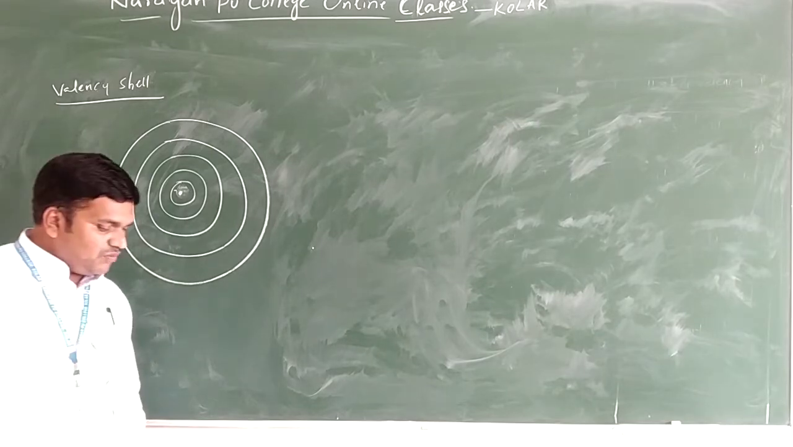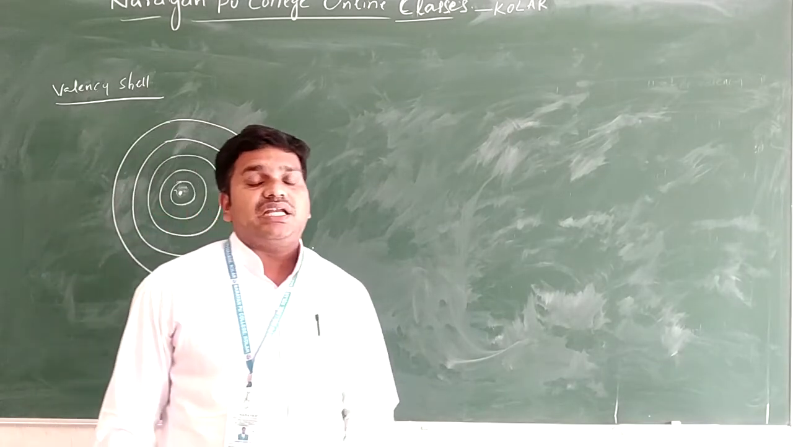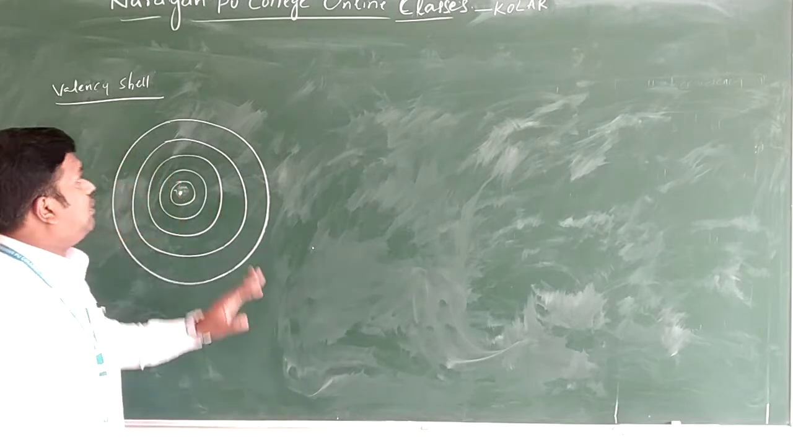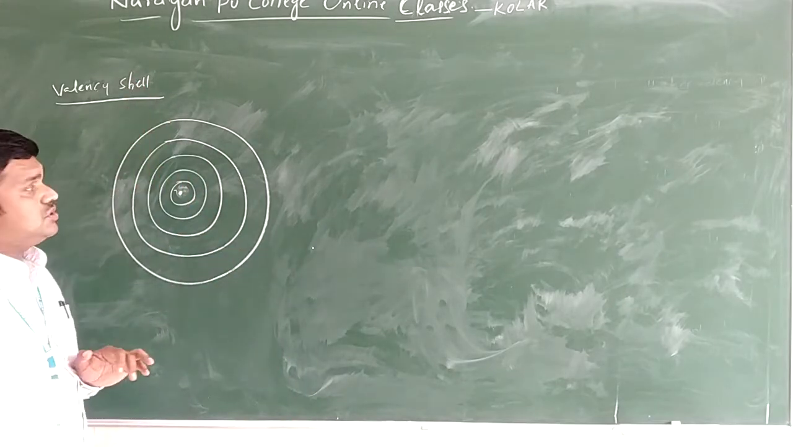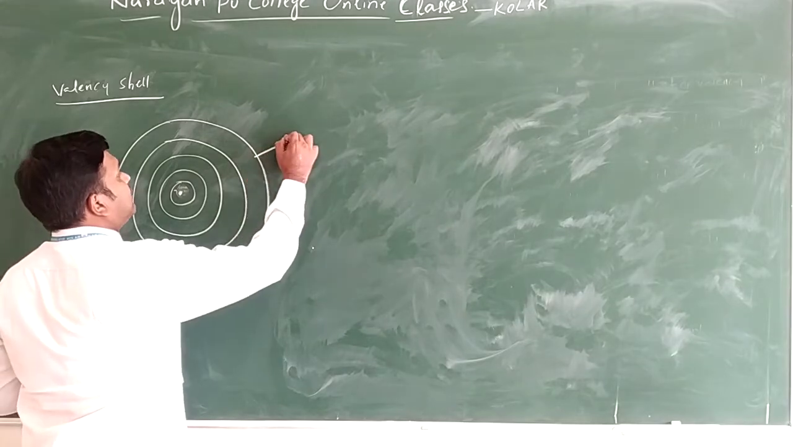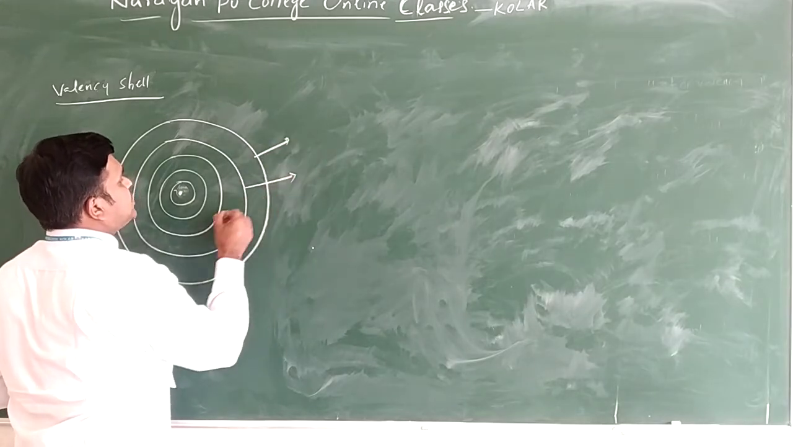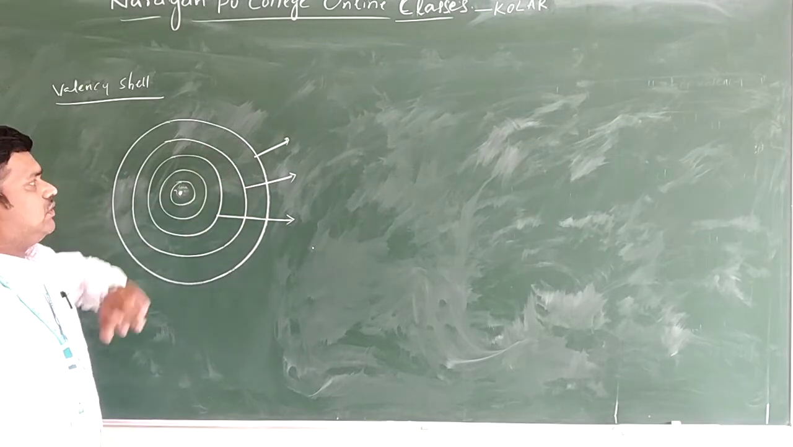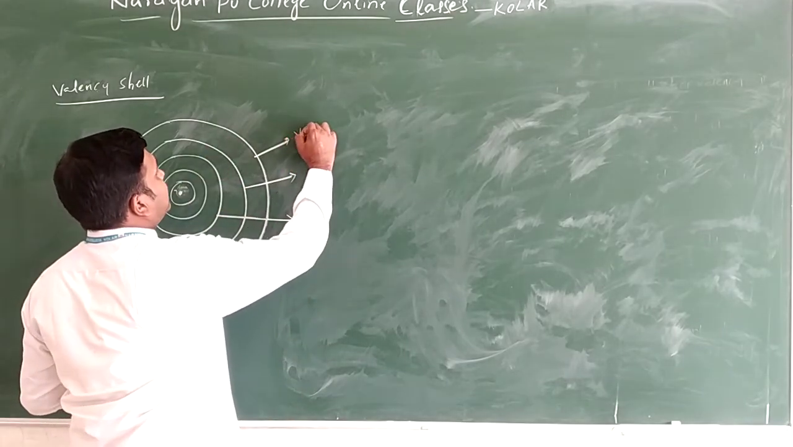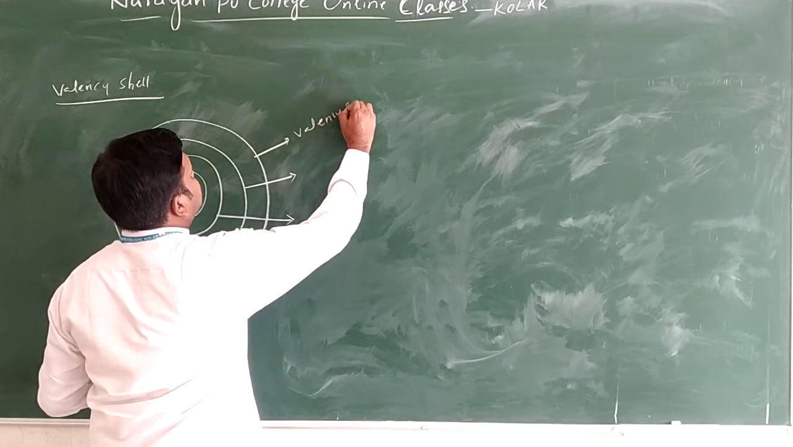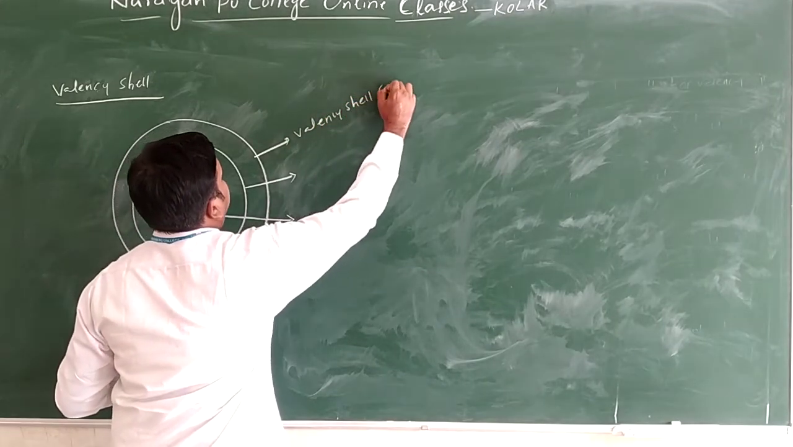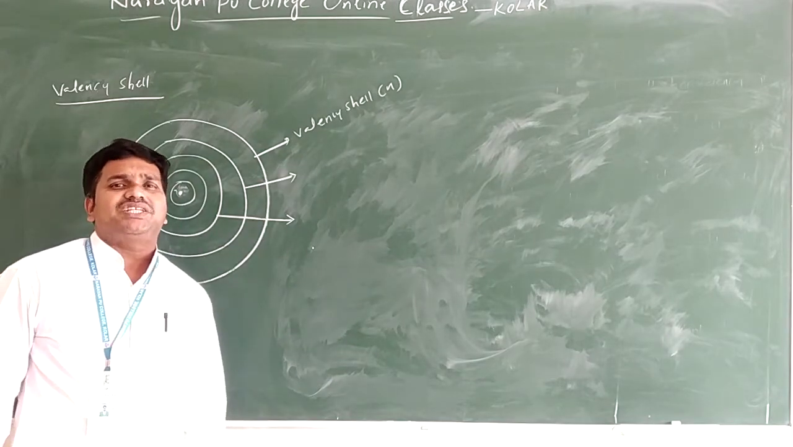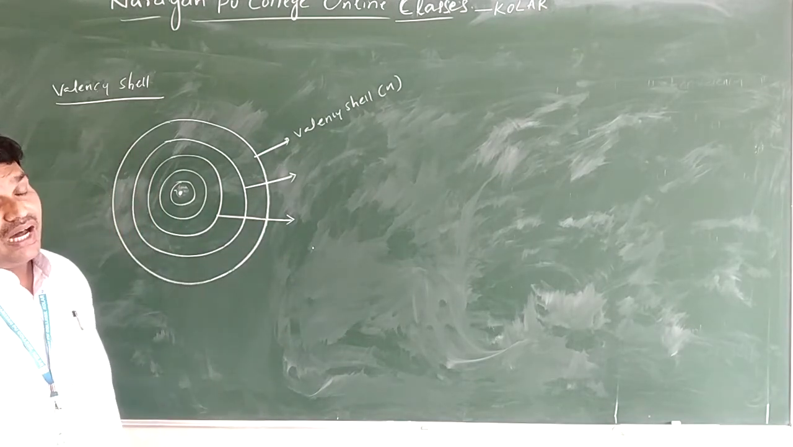What is meant by valency shell? Valency shell means the last shell of the orbit. The last shell of the orbit is called a valency shell only. So we have different shells here. Here we have one shell, and here one shell. So this is the last shell only. So the last shell of the orbit we are calling as what shell? Valency shell, denoted by n. Sometimes we are calling it the ultimate shell also.